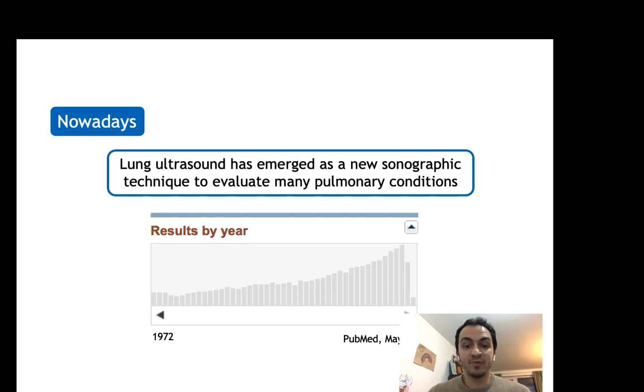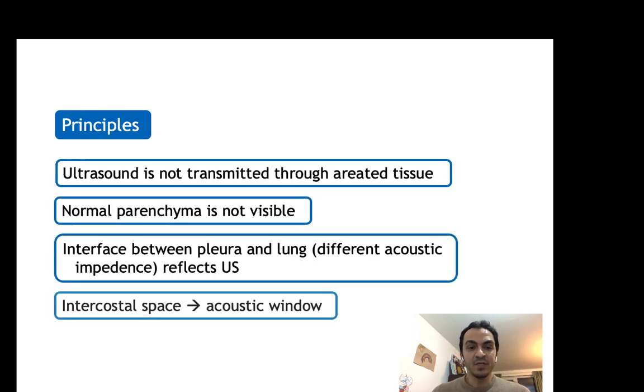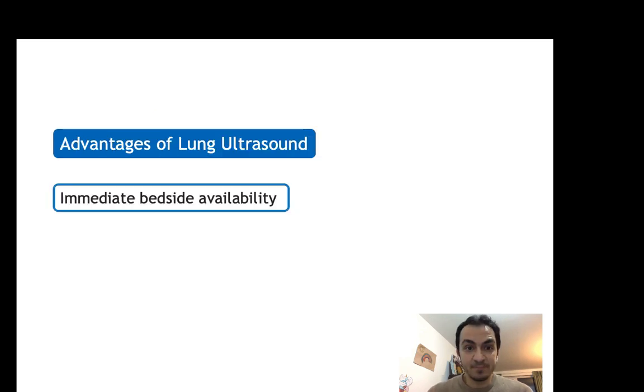evaluate several pulmonary conditions. So the principle of using ultrasound is based on the idea that ultrasound is not transmitted through aerated tissue, the normal parenchyma is not visible, the interface between the pleura and the lung is the interface which reflects the ultrasound, and our acoustic window is the intercostal space.